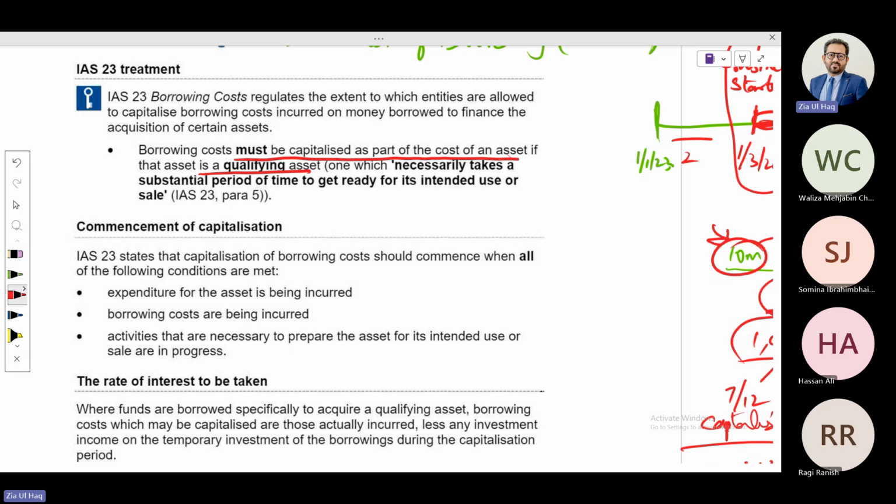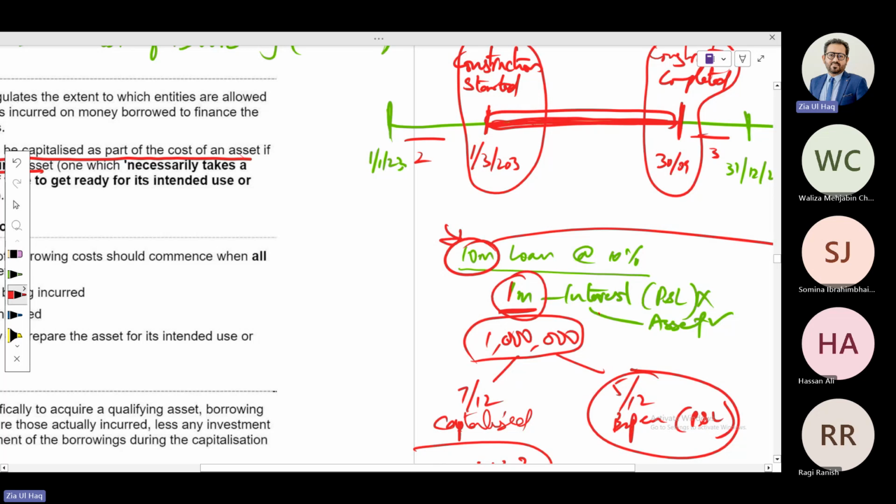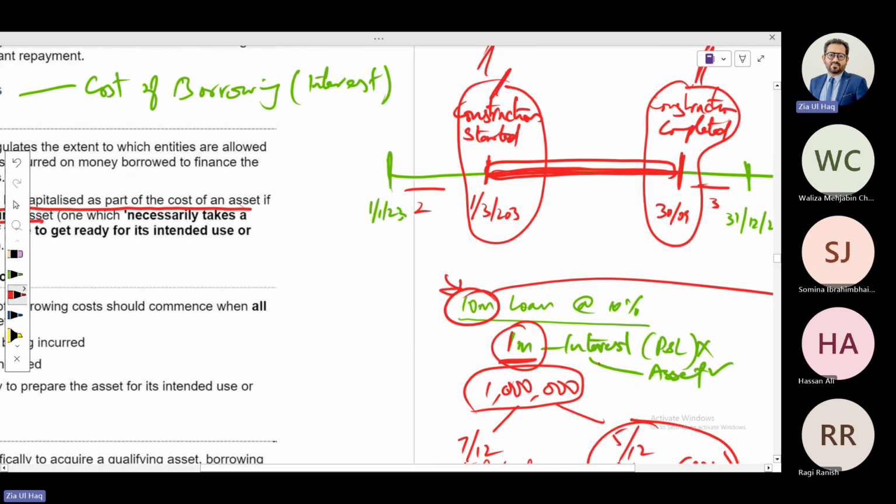Commencement of capitalization means when borrowing cost should be capitalized, meaning up to how much period borrowing cost should be capitalized. So borrowing cost should be capitalized from the start date of construction of the asset till the end date of construction of the asset. Borrowing cost before the start of construction date should be expensed out, and borrowing cost incurred after the construction has completed should be expensed out.